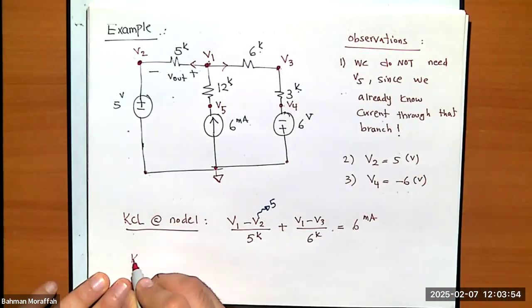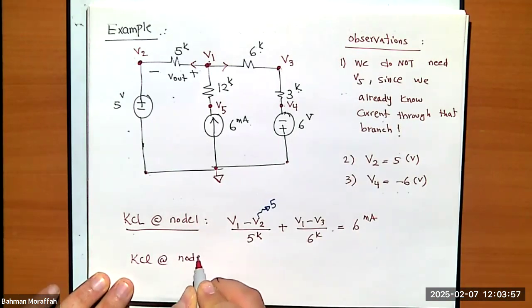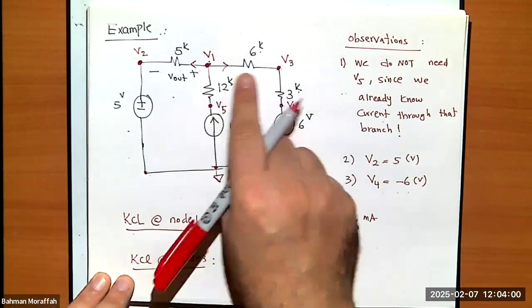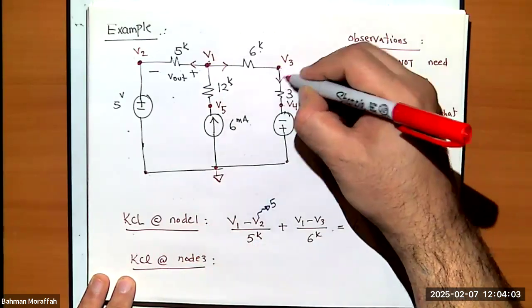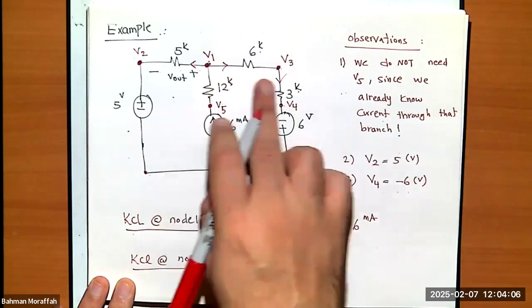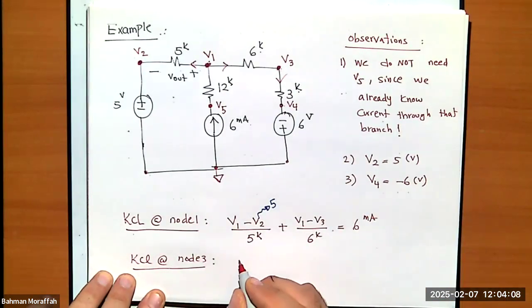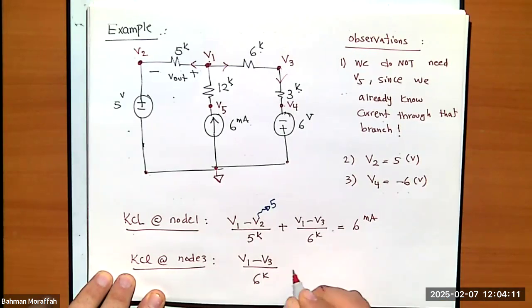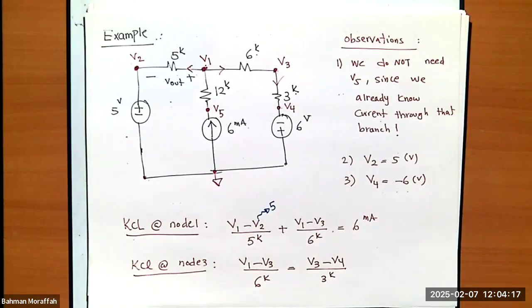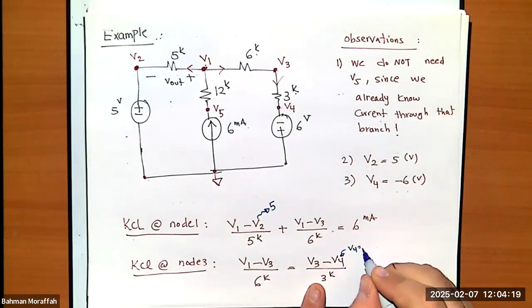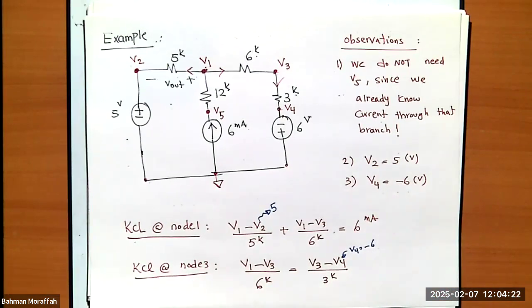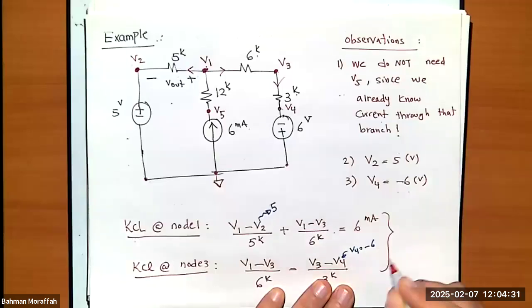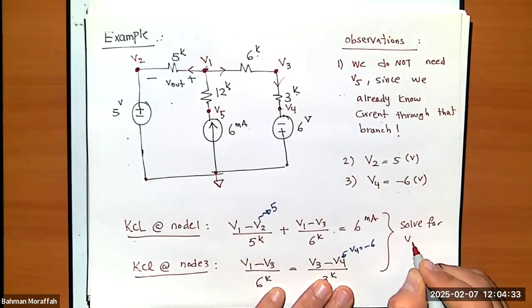Let's write a KCL at node 3. I already decided on direction here. So let's assume this is going out as well. So whatever current that's going in should be the same as whatever current that's going out. I have V1 minus V3 divided by 6K. That should be the same as V3 minus V4 divided by 3. But we already know V4 is minus 6. I have 2 equations, 2 unknowns. I can solve for V1 and V3.